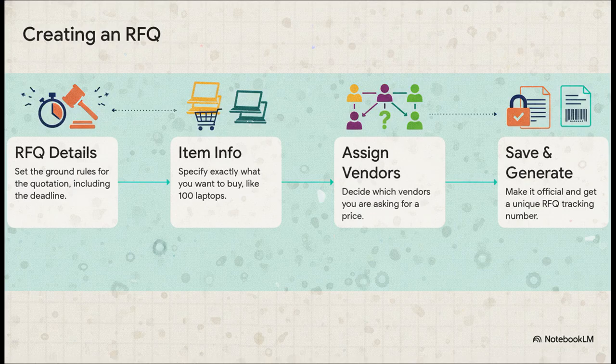This is square one. Once we're inside ME41, it's a pretty straightforward four-step process. First, we'll set the ground rules for the quotation. Then we'll specify exactly what we want to buy. After that, we decide who we're asking. And finally, we save it all to make it official.